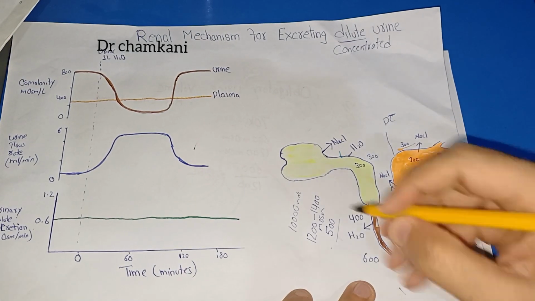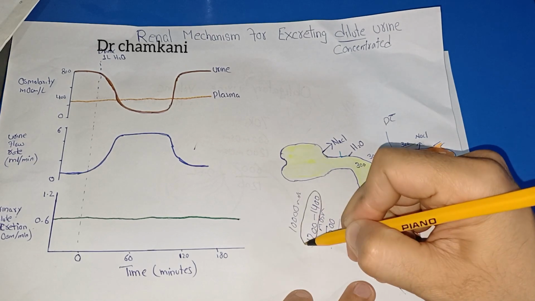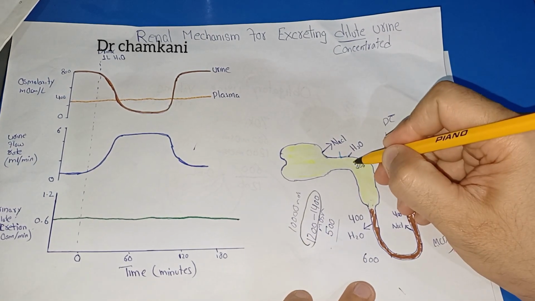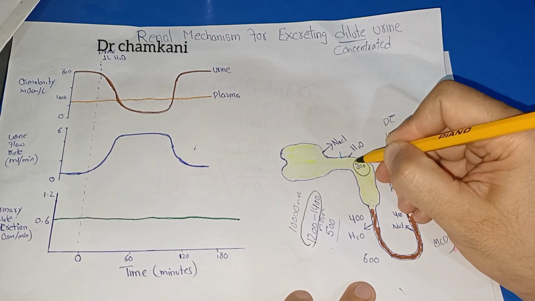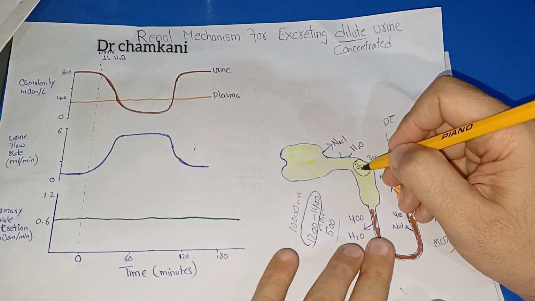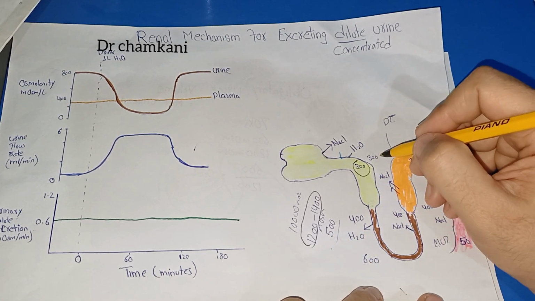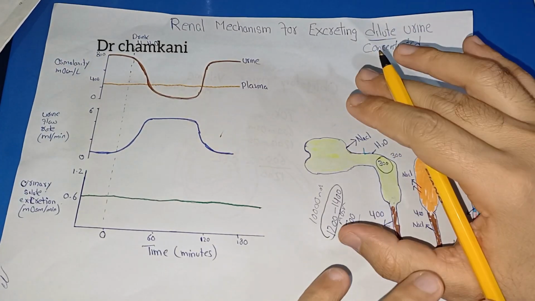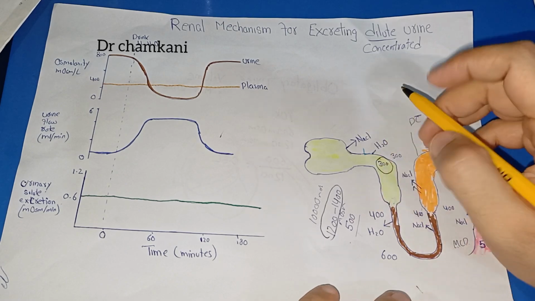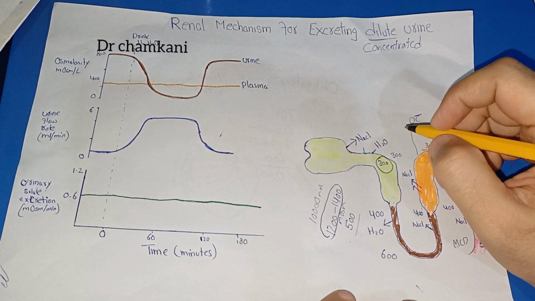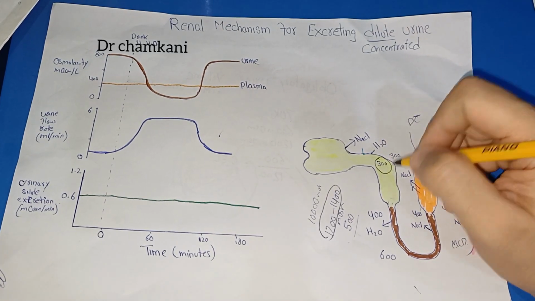It may reach up to 1200 or 1400 milliosmol, as compared to the concentration of 300, which is the average osmolarity of the interstitium everywhere in the body, as well as the average osmolarity of all the body fluids in the plasma.